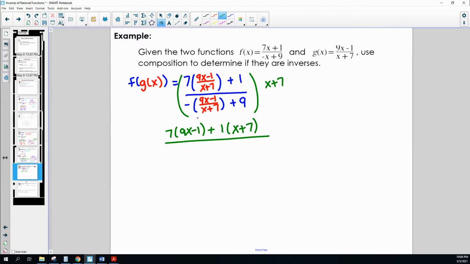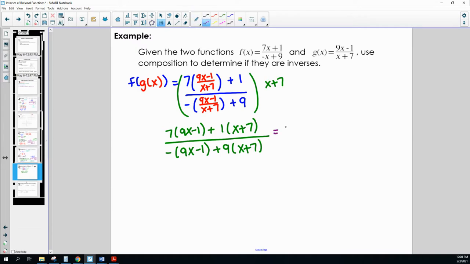And then on the denominator, the same idea. The x plus 7 is going to cancel with this x plus 7. So I have a negative 9x minus 1. And then this 9, I have to multiply by x plus 7. So we'll just say it's 9 times x plus 7. Okay, so we want to make sure that we distribute all this.